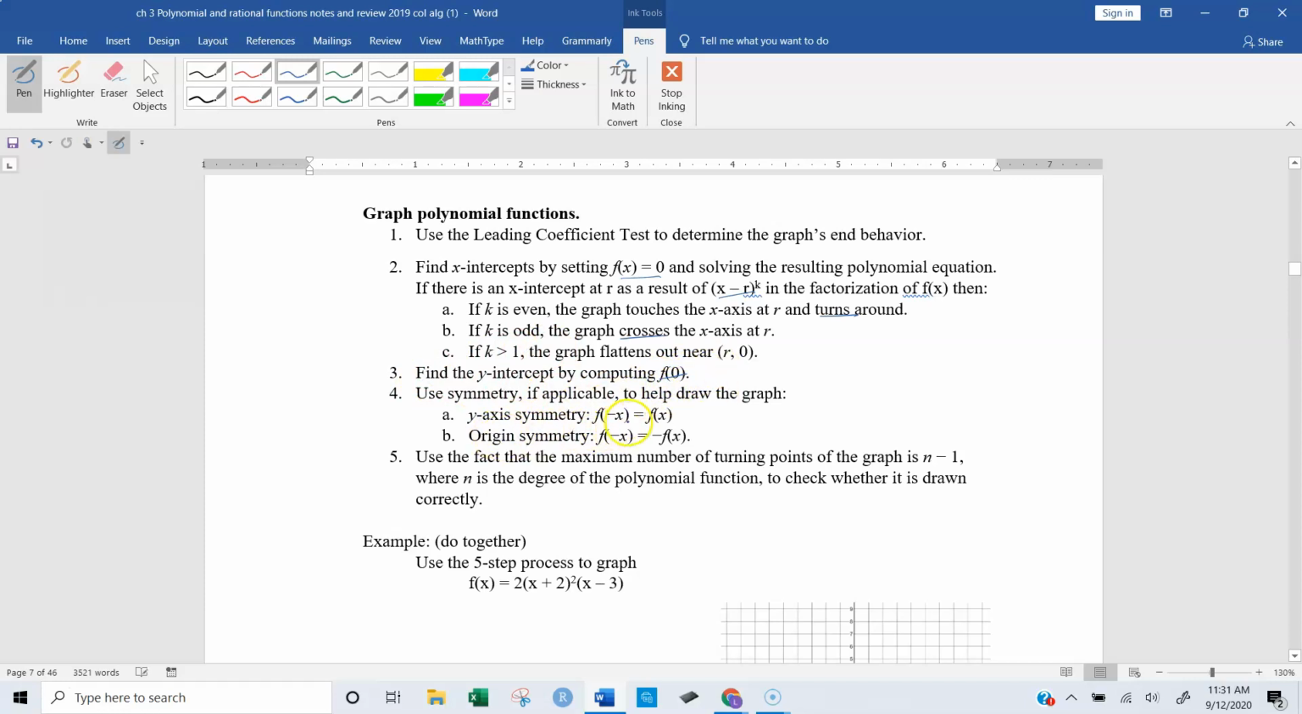Axis of symmetry. This one here we haven't talked about yet. But if you plug in a negative x and you get the same function back, it is even. If you plug in a negative x and you get the opposite function back, it is odd. If this happens, it's symmetrical over y, and this one here is symmetrical over the origin. All right, we don't use that a ton, but sometimes it's helpful when graphing.